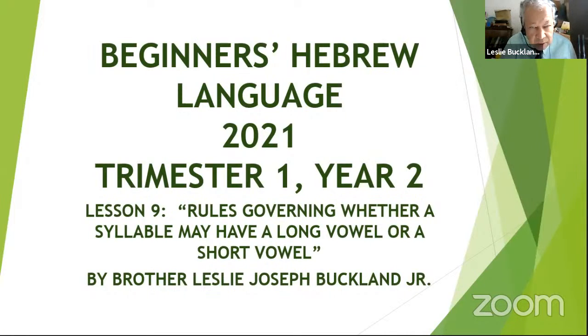Yes, sir. Good. Today we're moving on to a new lesson, lesson number 9, rules governing whether a syllable may have a long vowel or a short vowel. Thus far in this new term, we have looked at syllables and we have looked at accents, the uses of the accents. Now we're going to be looking at when a syllable may have a long vowel or a short vowel.